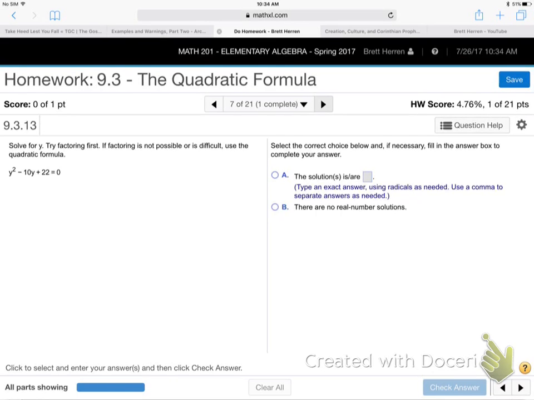9.3, the quadratic formula. There is something you're used to. y squared minus 10y plus 22 equals 0. You know how to do those, right? You guys already know how to do y squared equations. We've done a bunch of those. Go ahead and just do it. You don't need me to say something. Go ahead and solve that one.